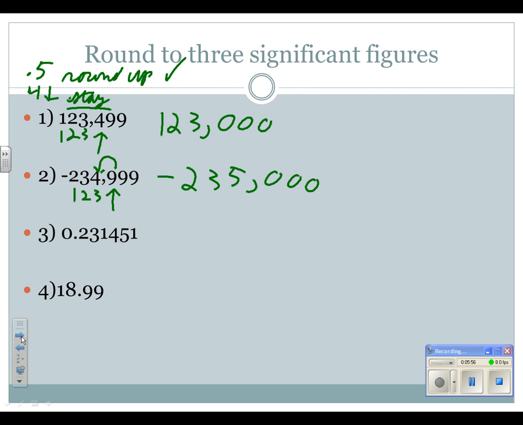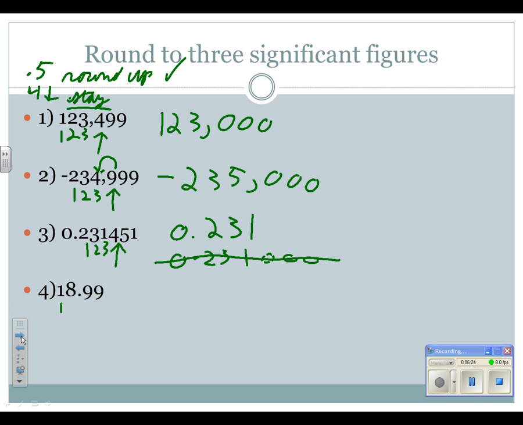So for number 3, we have that leading 0, which never counts. Then we have 1, 2, 3. Our 4th is a 4, so we keep it the same. 2, 3, 1. Now you don't put zeros here because that decimal place would make those trailing zeros significant. So you would not want to do this. Don't do that. That gives you 6 sig figs.